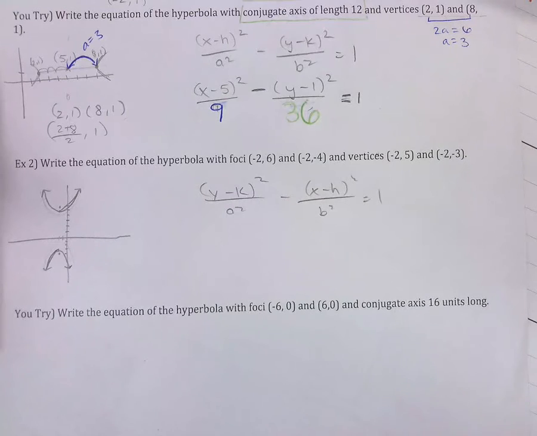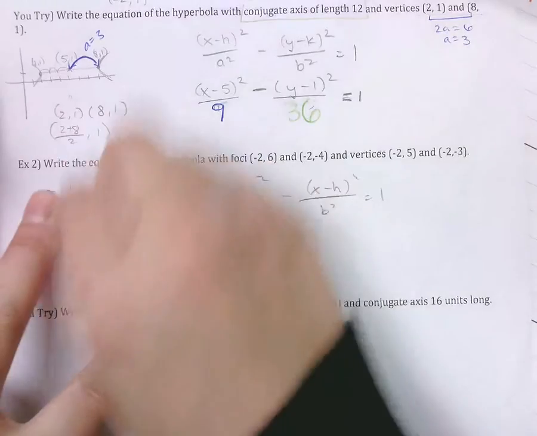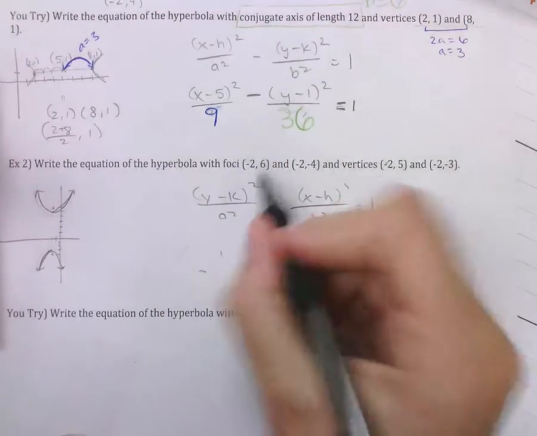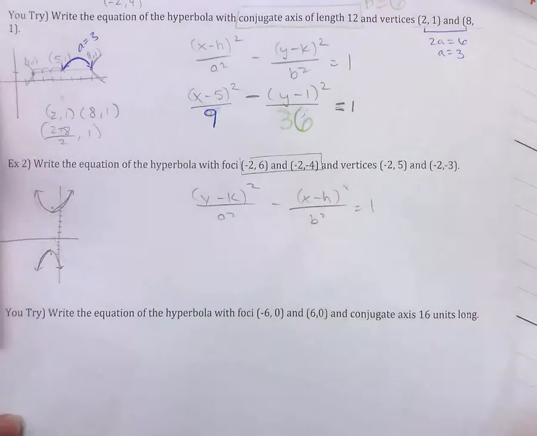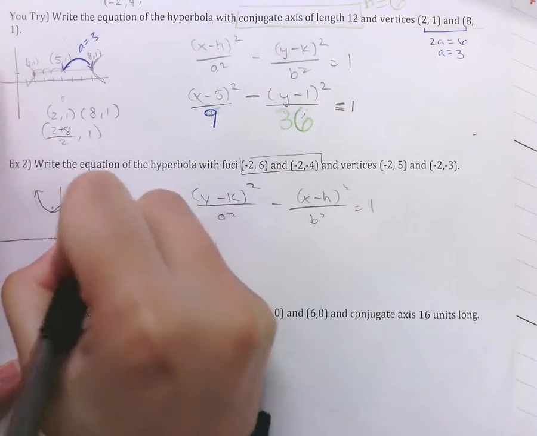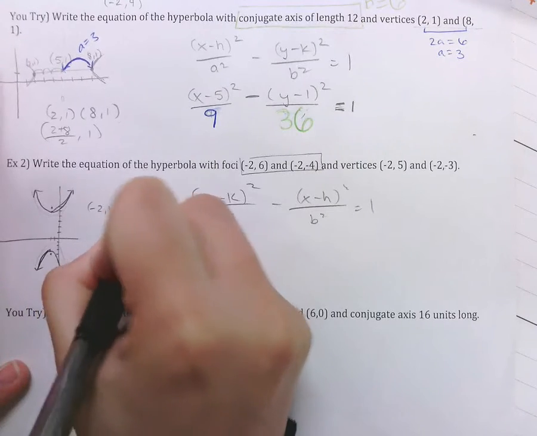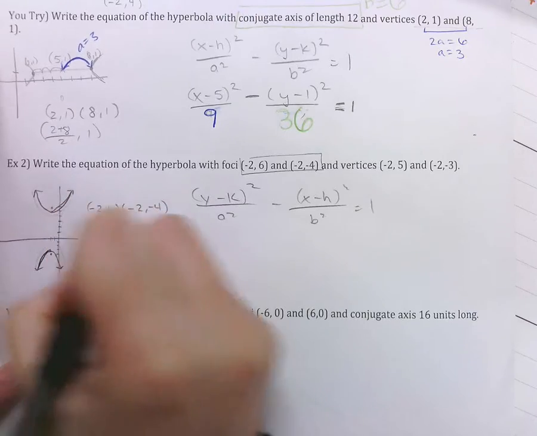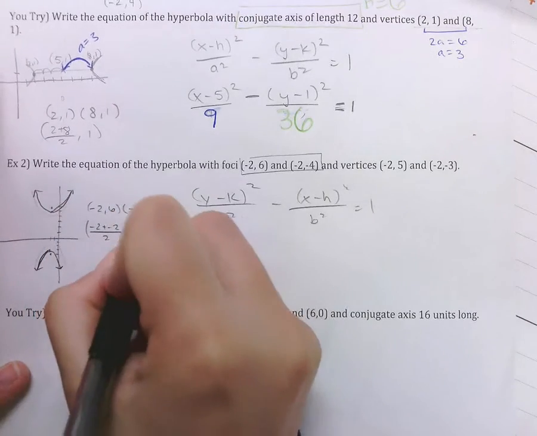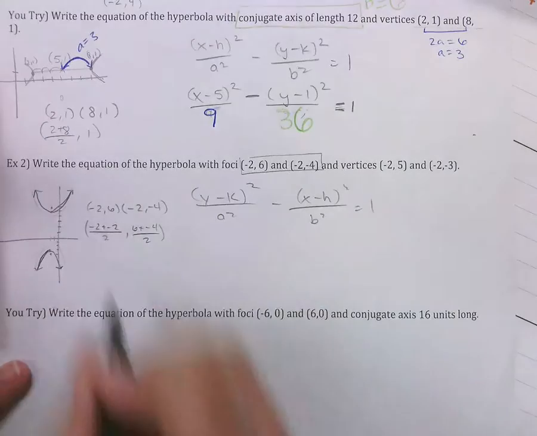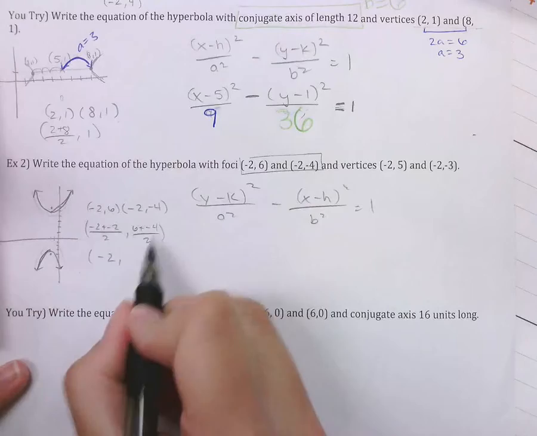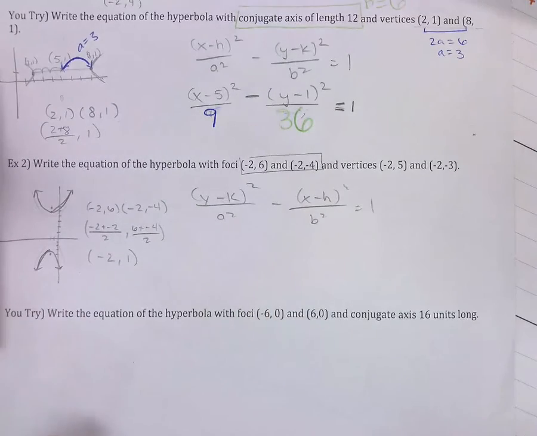Now, again, we can find our center by finding the midpoint of either of these. You could find the midpoint of the foci, or you can find the midpoint of the vertices, whichever you prefer. So let's just use the foci. Those are even. Maybe they're easier. So if these are my foci, I'm going to find the midpoint by doing -2 plus -2 divided by 2, and then 6 plus -4 divided by 2. So this is -4 over 2, which is -2. This is 2 over 2, which is 1. So that's the center.